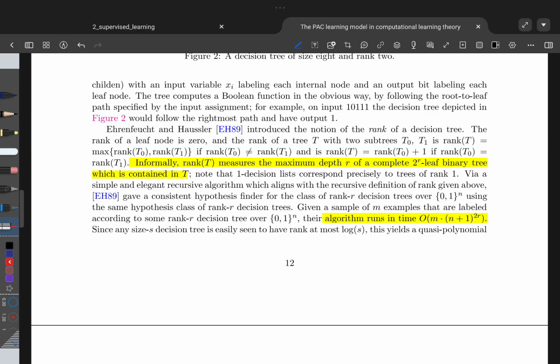All right, and it turns out that there's an algorithm that runs in time that is polynomial in M and polynomial in N, but the degree of the polynomial is R. So in other words, if R is a constant, that is, your Boolean function can be represented as a decision tree of constant rank, then you can learn it efficiently.